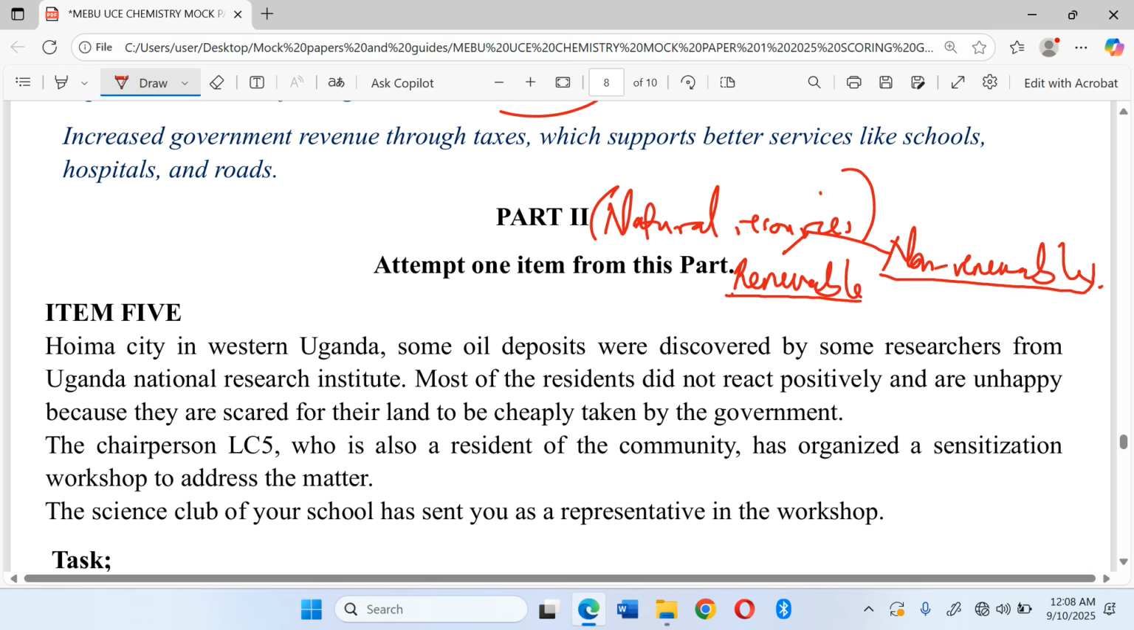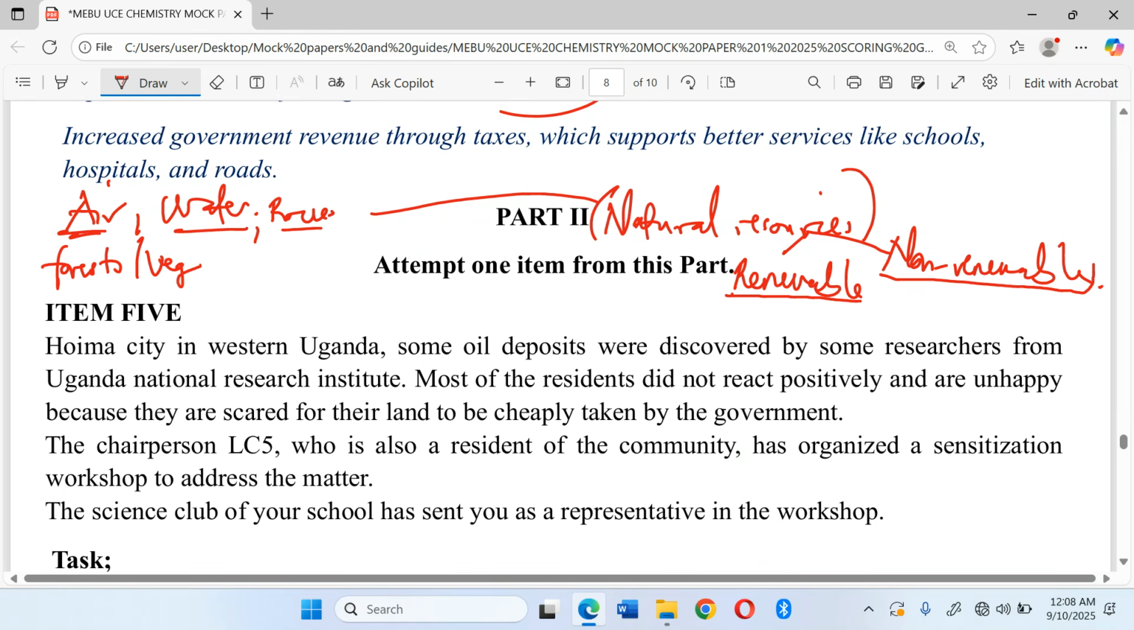Now, which natural resources do you know? If you look at the different natural resources we have, air, this is one of the topics in senior 1. Water, a topic in senior 1. Logs, a topic in senior 1. Talk about forests and vegetation. All these are in senior 2. Then you have the fuels. We have the soil. So all these are natural resources.